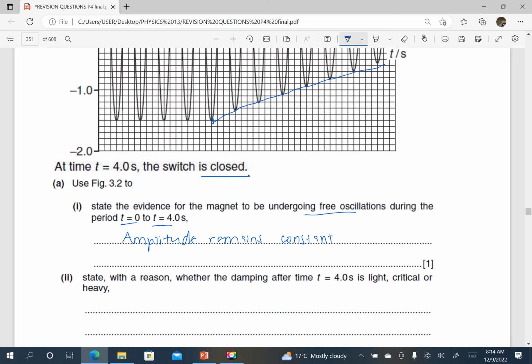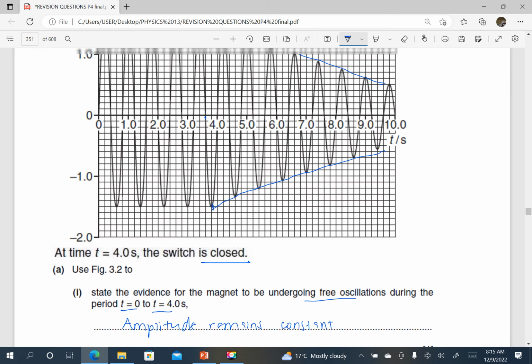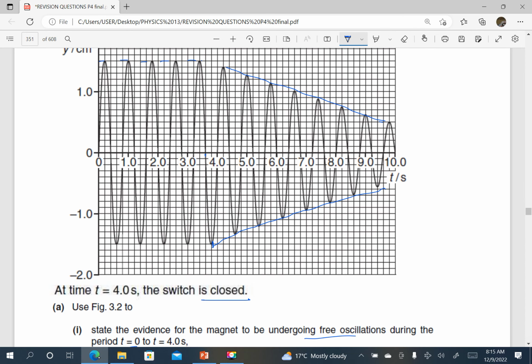State with a reason whether the damping after t equals 4 seconds is light, critical, or heavy. Of course, this damping is light, as you see from the graph. You see that the amplitude is gradually, or exponentially, decreasing. An exponential decrease with oscillations as seen represents light damping. If it was critical, you wouldn't see oscillations. If it was heavy, you wouldn't see cycles. You just see the system gradually go to equilibrium without any oscillations. But here we see there are still oscillations. You can see cycles, but their amplitudes are decreasing. So that's what we call light damping.